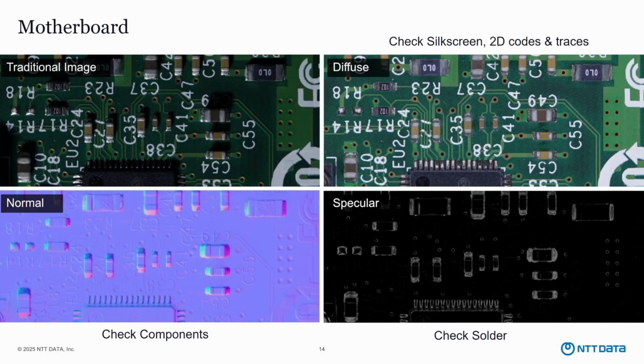You can see the details of the copper traces. You can even see the silk screen printing. And then on the right, bottom right, we can see the specularity or the shininess of the edges. So that allows us to see all of the solder joints. Particularly useful to know if there's any dry joints on the motherboard.